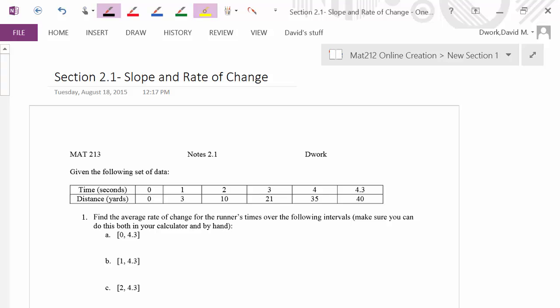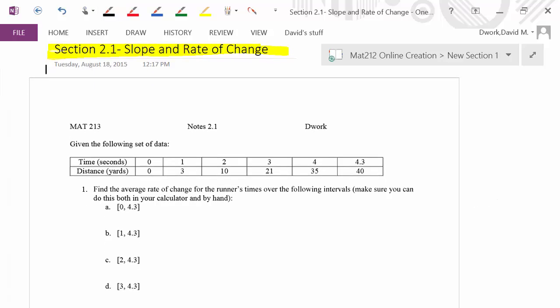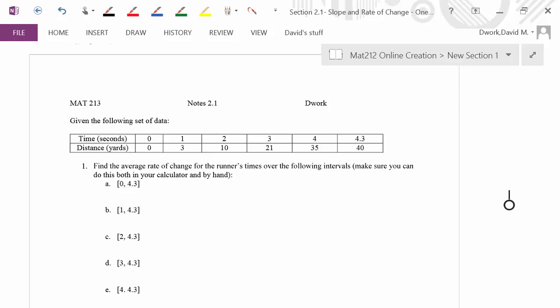Here we are in section 2.1, where we're going to talk about slopes and rate of change. A lot of this may seem like review, but make sure you look into it for deeper meaning. Make sure you have a really solid understanding and listen, because bits of calculus are going to slip in here as we go along.